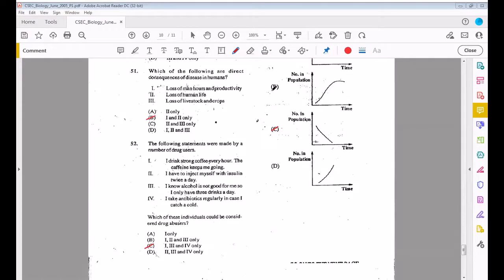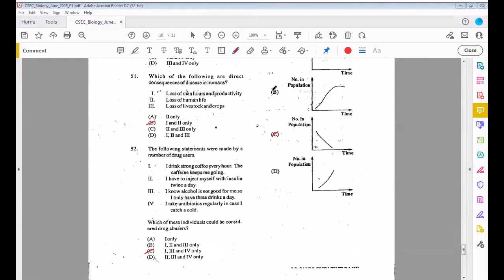If that person has diabetes, they have to inject themselves with insulin. So that is not a statement made by a drug user. All of the others are. Because why are you taking antibiotics just in case you catch a cold? And antibiotics is for bacteria, right? So this person is abusing the use of the antibiotics, because antibiotics are most likely prescribed by your doctor. A doctor would never prescribe antibiotics just in case you catch a cold. So the answer would be C, 1, 3, and 4.